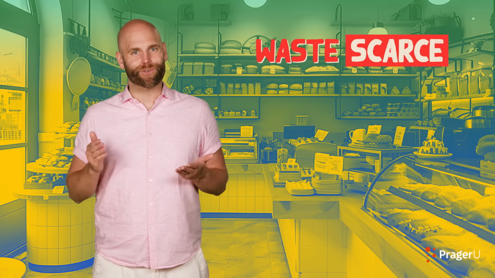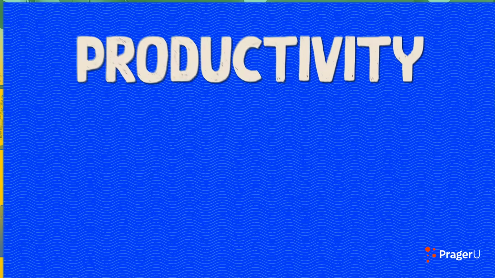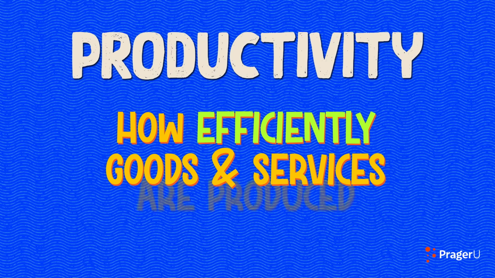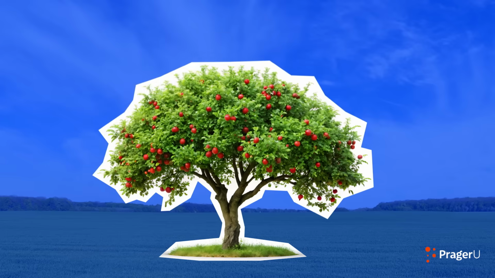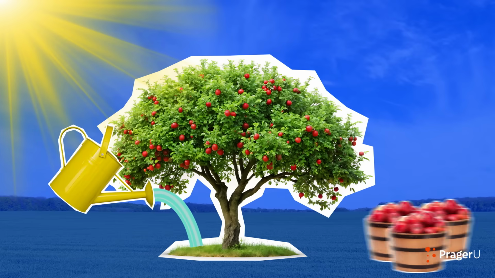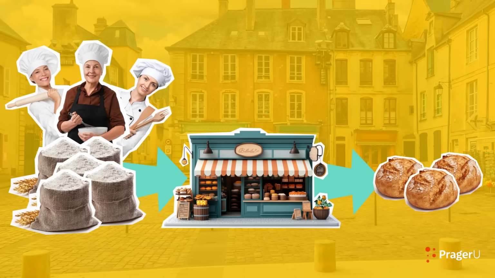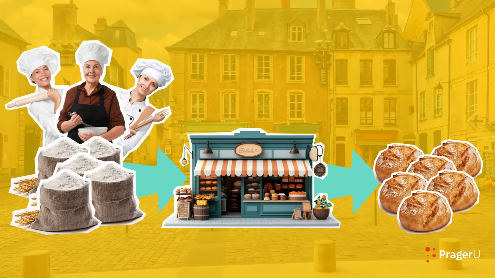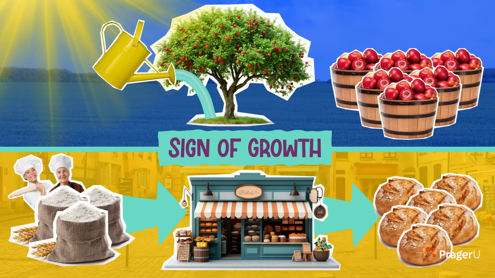Well, a country with heavy government intervention in its economy tends to waste scarce resources, leading to less efficiency and productivity. And productivity, how efficiently goods and services are produced, is a key driver in an economy's growth. Just like a tree that produces more fruit with the same amount of sunlight and water, a country is more productive when its businesses can produce more goods using the same or fewer resources. In both cases, it's a sign of growth.